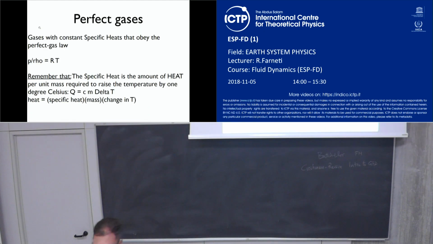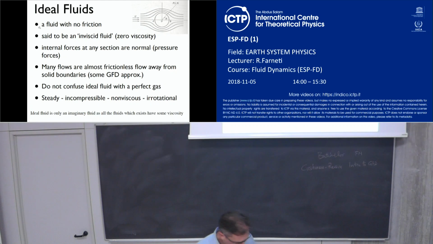So fluids is not only liquid, it's also gases. For example, perfect gases, I guess you've seen all of this in the Thermodynamics course. Gases with constant specific heats, that obey the perfect gas law, is P over rho RT. And the specific heat is the amount of heat per unit mass required to raise the temperature by 1 degree Celsius. So that C could be a CP depending on how you want to write it. So that's the specific heat of a fluid particle.